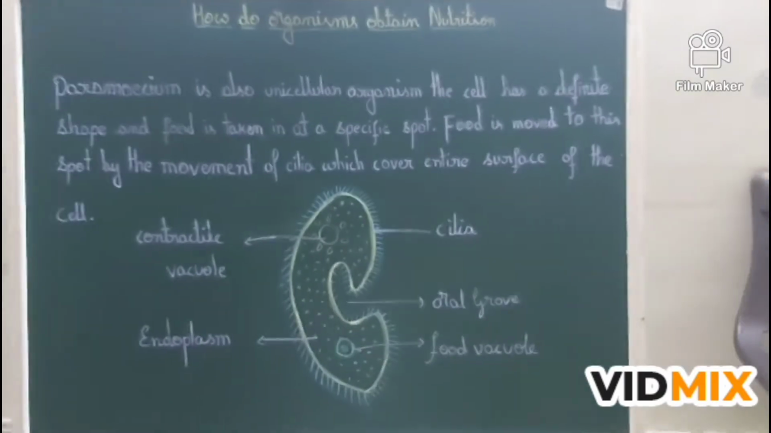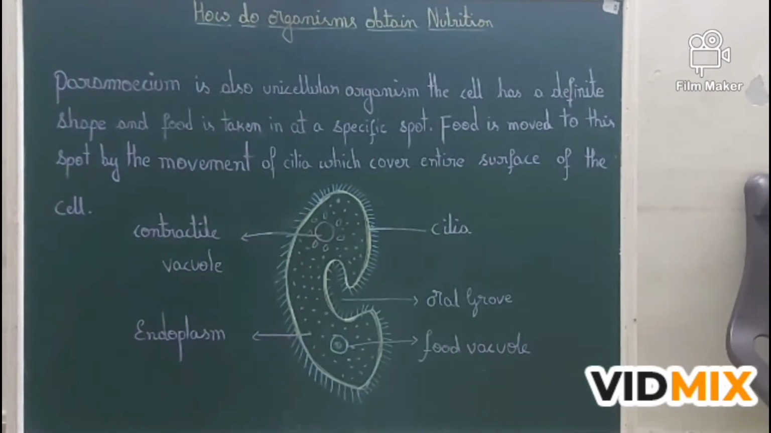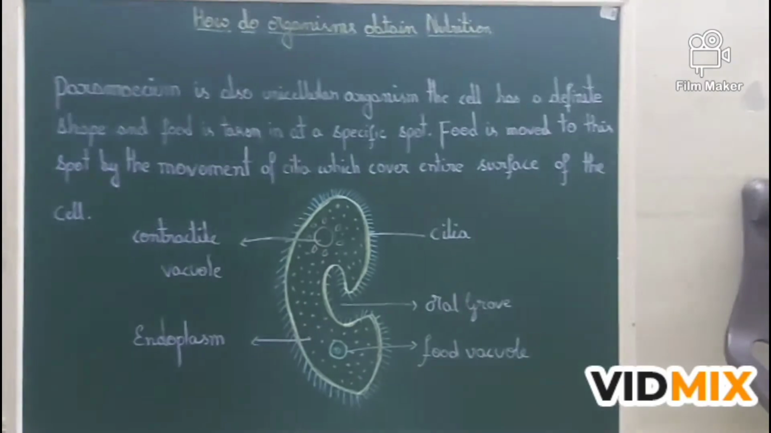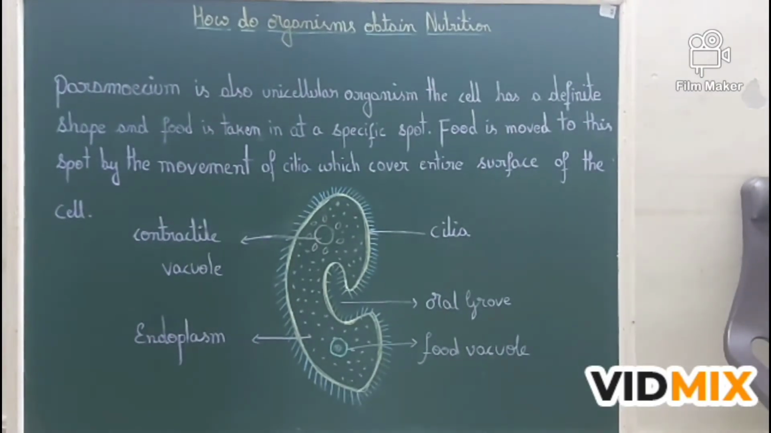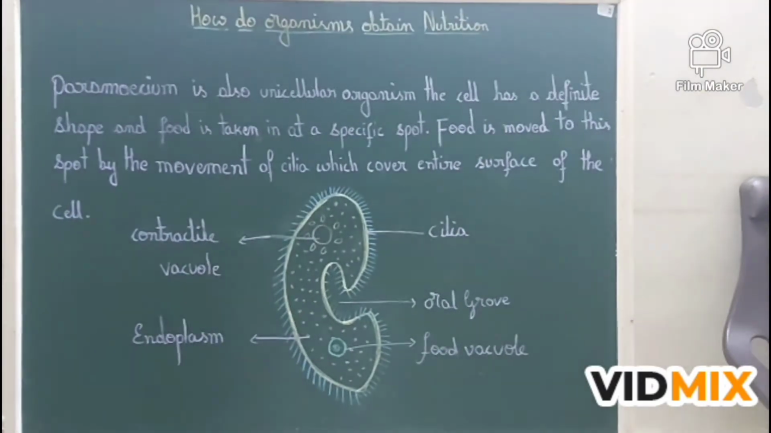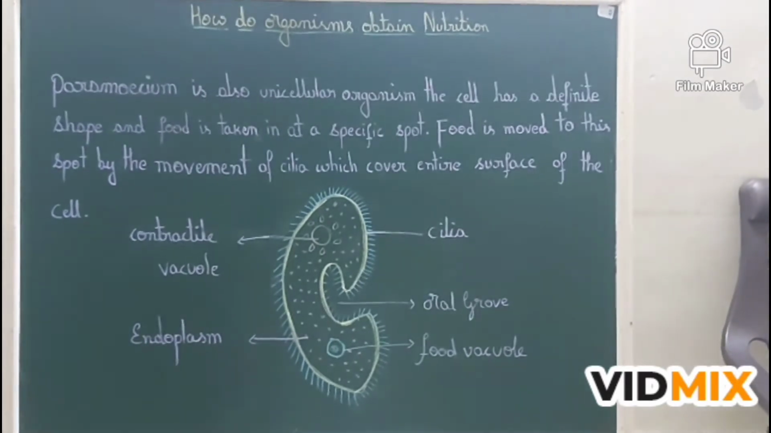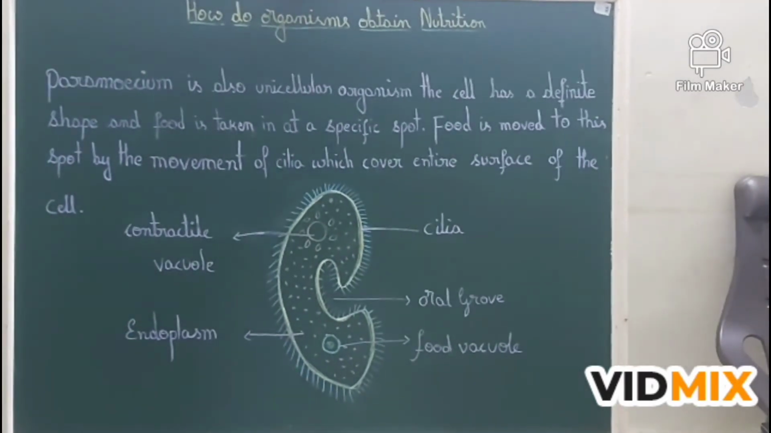Paramecium is also a unicellular organism. The cell has a definite shape and food is taken in at a specific spot called the oral groove. Food is moved to this spot by the movement of cilia, which cover the entire surface of the cell.